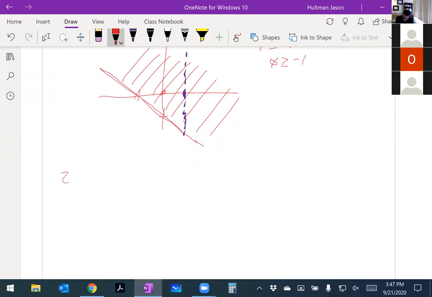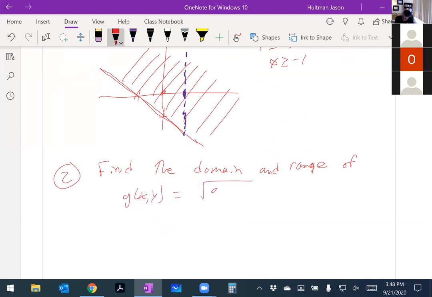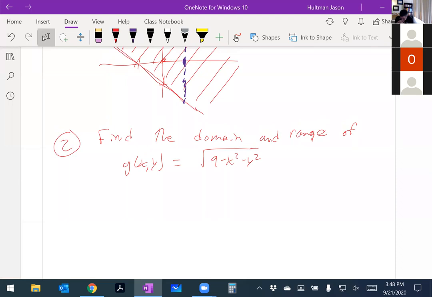Okay, number 2. Find the domain and range of g of x, y is equal to the square root of 9 minus x squared minus y squared. Okay, so my nose is constantly itching today.